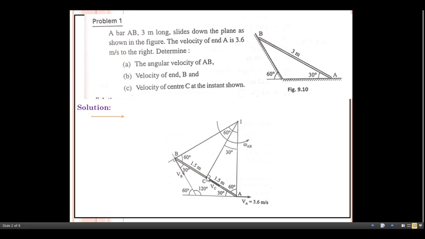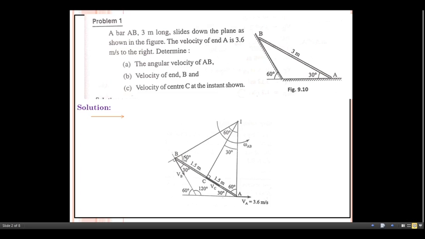Now from geometry, point C is exactly the middle of this link or bar AB. That's why this distance and this distance are each half of the total distance. So with 3 meter, half of 3 meter gives 1.5 meter. Looking at the 30-degree angle given, automatically this angle is 60-degree. From geometry, this angle is given as 60-degree, which means this angle must be 120-degree. With this angle 120-degree and this one 30-degree, automatically this angle must be 30-degree.